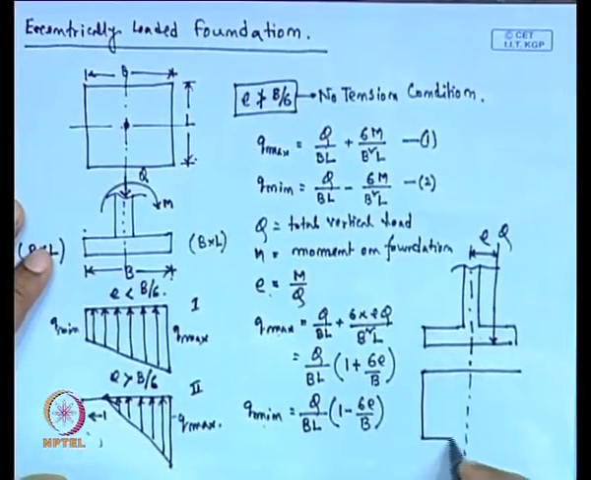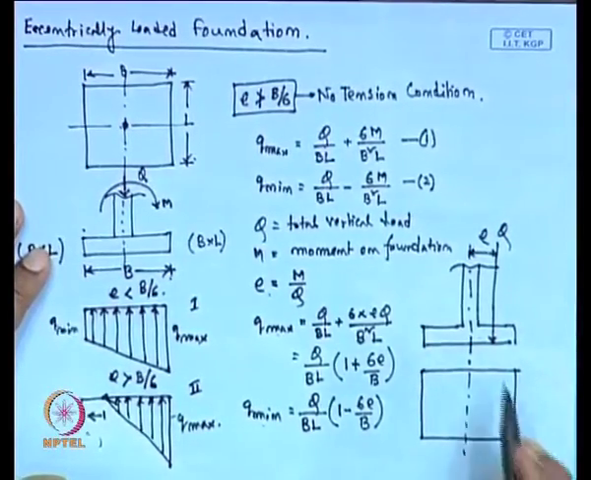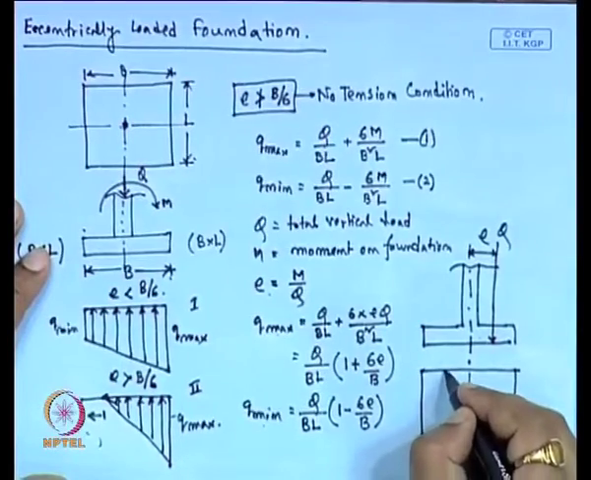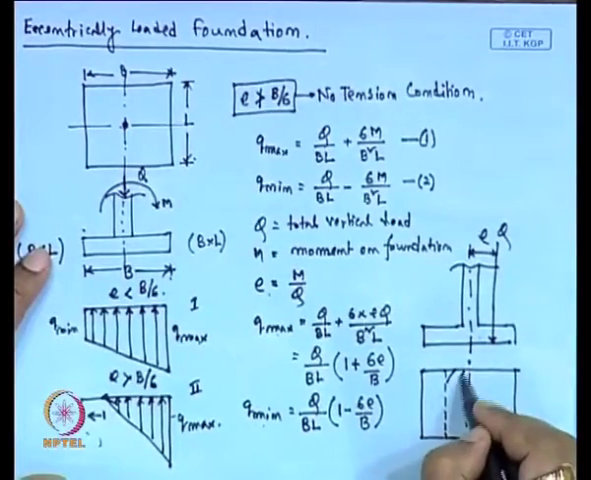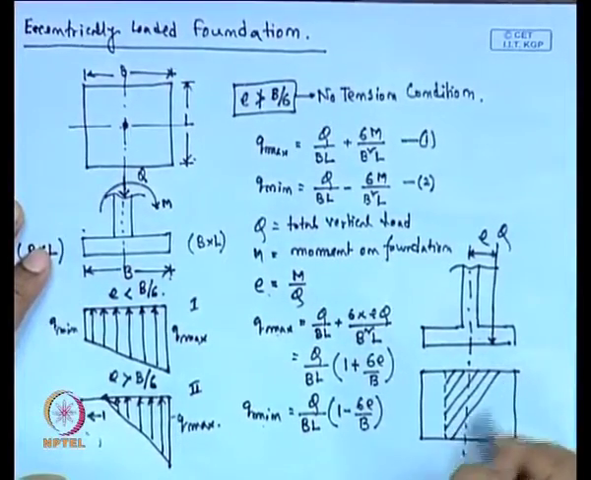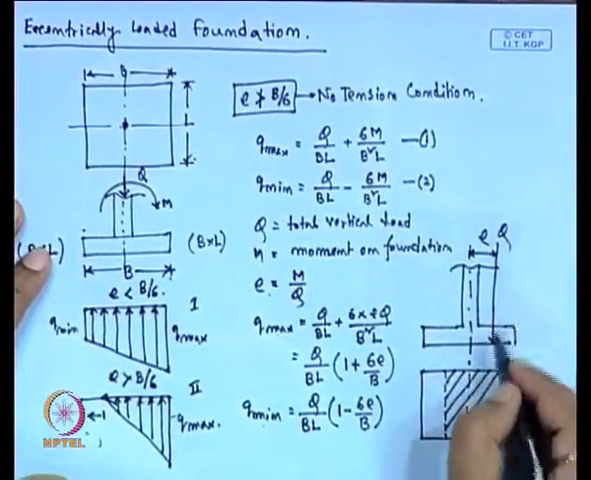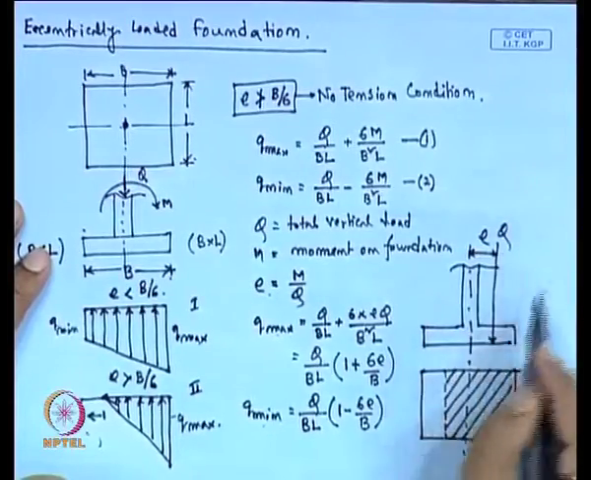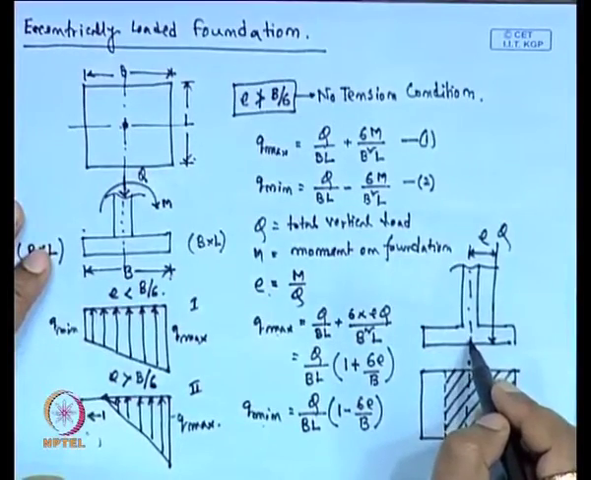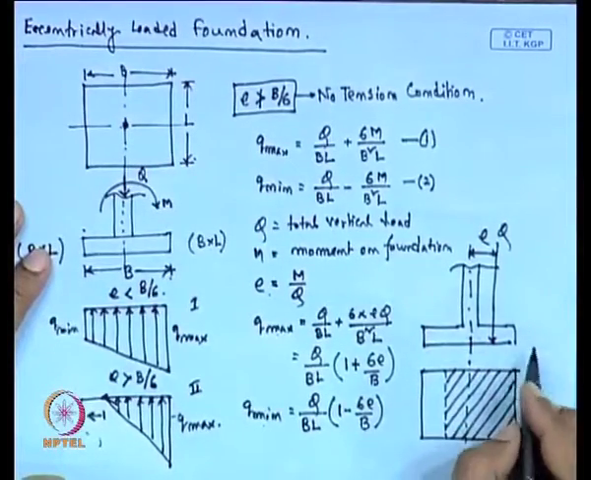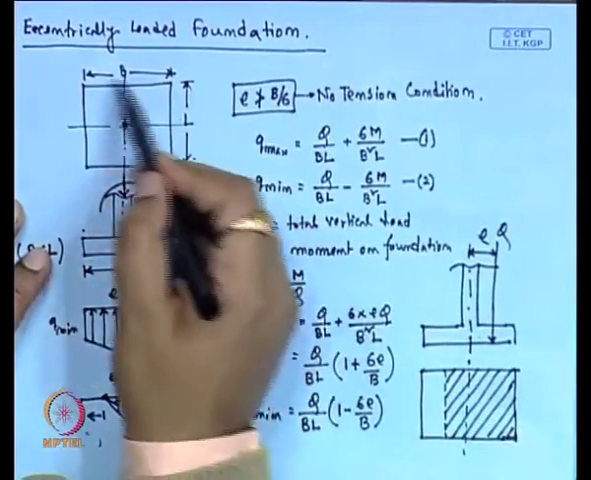So, we can draw this type of figure. This hatch area, because the loading is applied at a distance of E from the center. If loading is applied at the center, then the effective area will be equal to L into B. So, that is the total effective area, L into B.